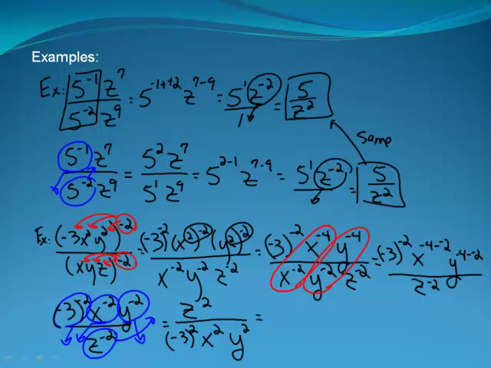Okay, so now I've got z squared divided by -3 squared. -3 times -3 is a +9. X squared, y squared. Those are all different bases. There's nothing more I can do. That is my final answer for that problem.